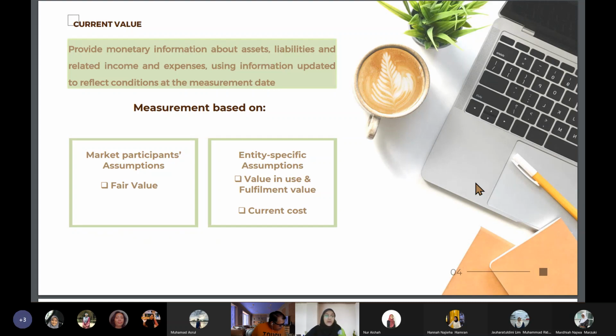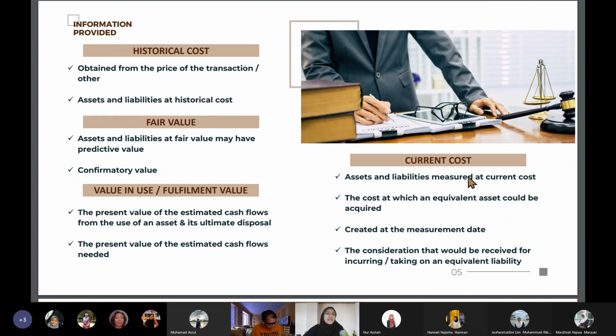So we also have current cost. Okay. As the information provided for the historical cost, it can be obtained from the price of the transaction or other, as the assets and liabilities at the historical cost, where a balance is needed between giving entities the flexibility to provide relevant information that fully represents the entity's assets, liabilities, equity, and expenses.